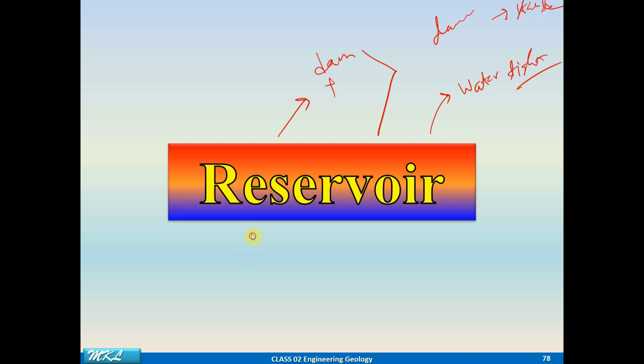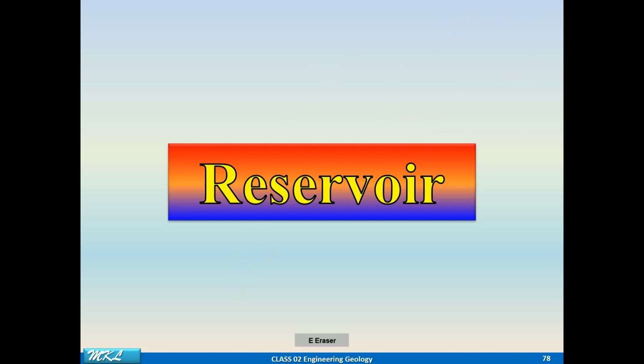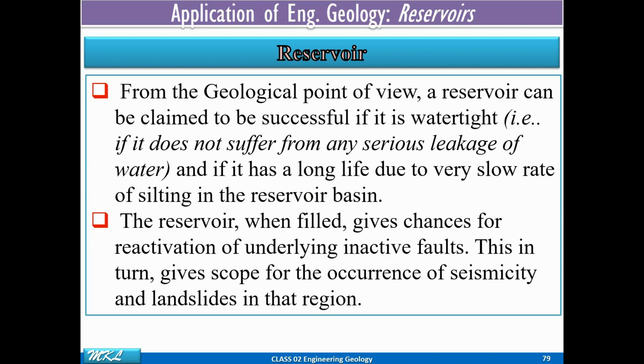And the factors contributing to the reservoir, and where a reservoir should be built and where not, you should keep in mind that it also involves the structural features like the dam, and the rock type and all. So from the geological point of view, a reservoir can be claimed to be successful if it is watertight, if it does not suffer from any serious leakage of water, and if it has a long life due to a very slow rate of silting in the reservoir basin.